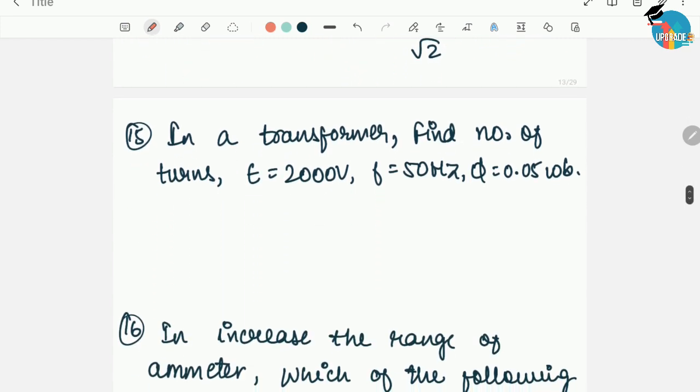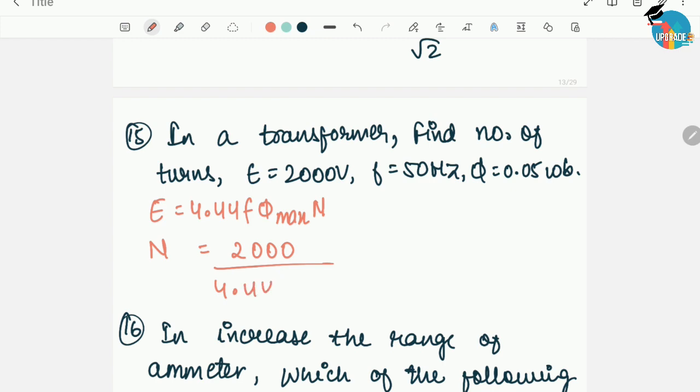The next question asks, in a transformer, find the number of turns. Given is E equals 2000 volt, frequency is 50 hertz and flux is 0.05 Weber. According to the EMF equation of a transformer, E is equals to 4.44 times flux phi maximum times frequency times number of turns. Here we have to find the number of turns. N is equals to 2000 volt upon 4.44, frequency 50 hertz and 0.05 Weber. Using this formula we will get the correct answer.